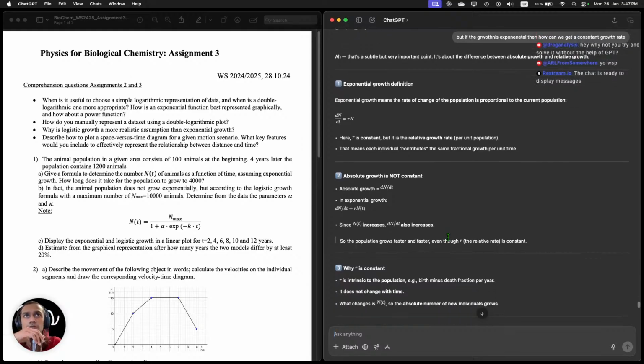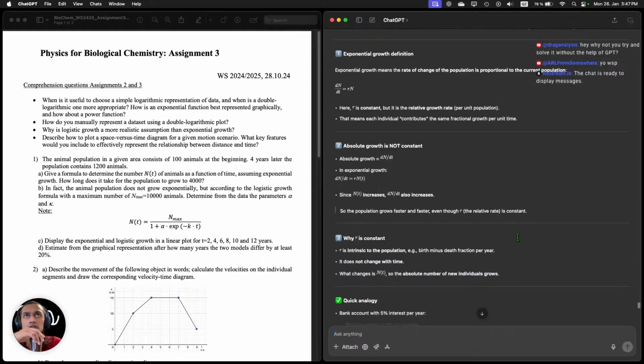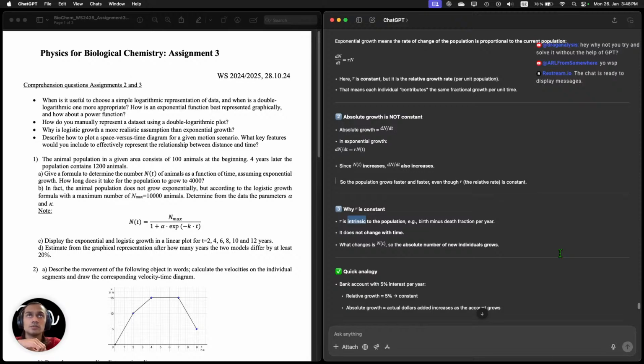But the population grows faster and faster, even though the relative rate R is constant. It is intrinsic to the population. This word, it never comes to my mind when I need it. It is intrinsic to the population.